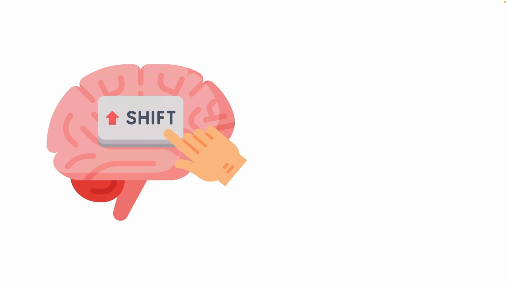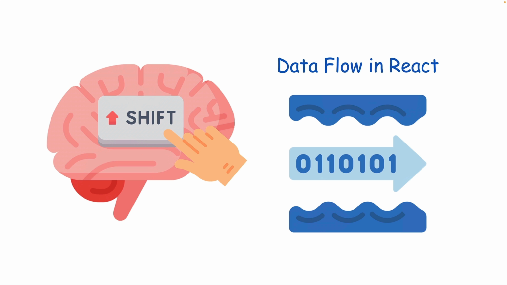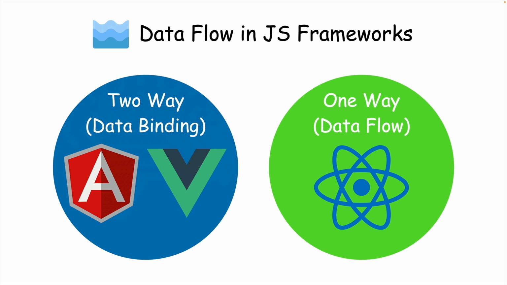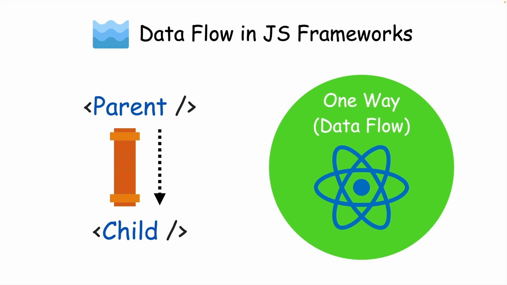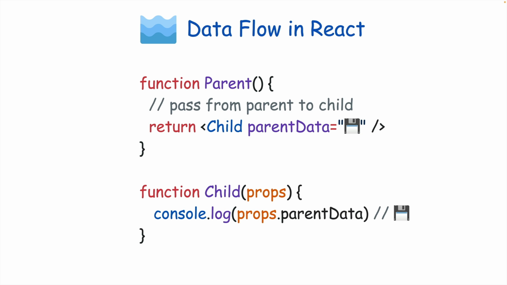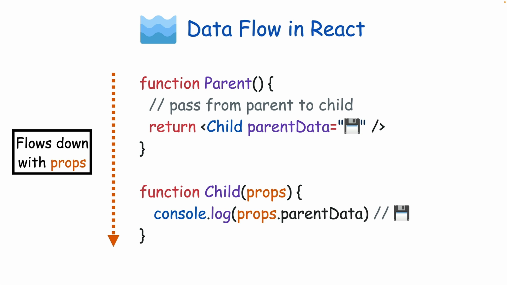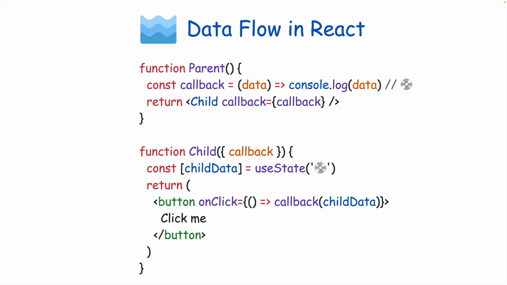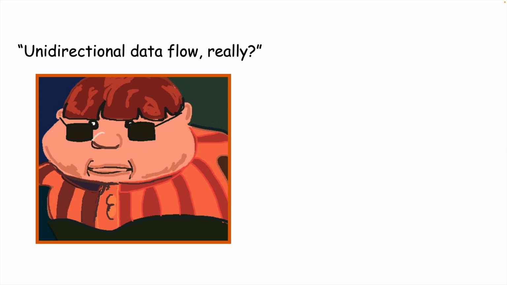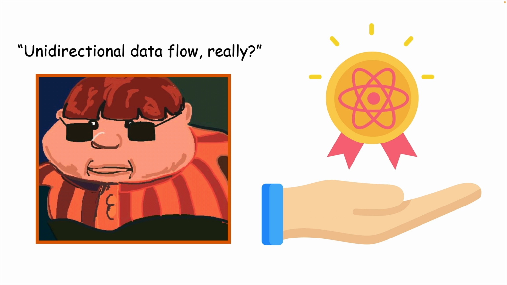One big mental shift is understanding how data flows in React. Unlike frameworks like Vue or Angular, data in React flows in one direction, from parent to child components. Any data that lives in your component can't be accessed by the parent. Components can only use their own data or data that's passed down to them as a prop. The only way to lift state up to a parent component is by passing it to a callback function from the parent. This limitation might seem like a problem with React, but it's a huge benefit.